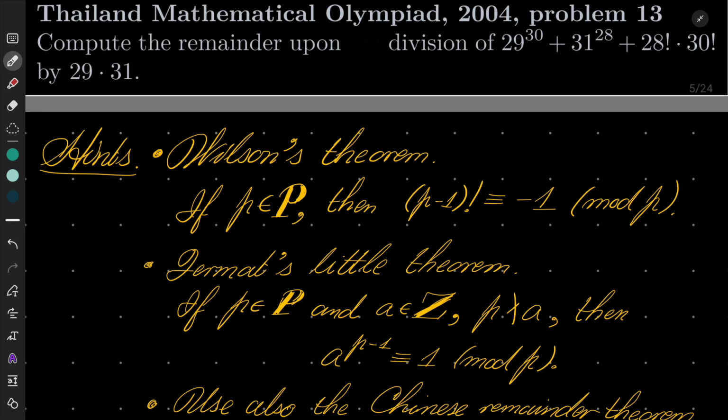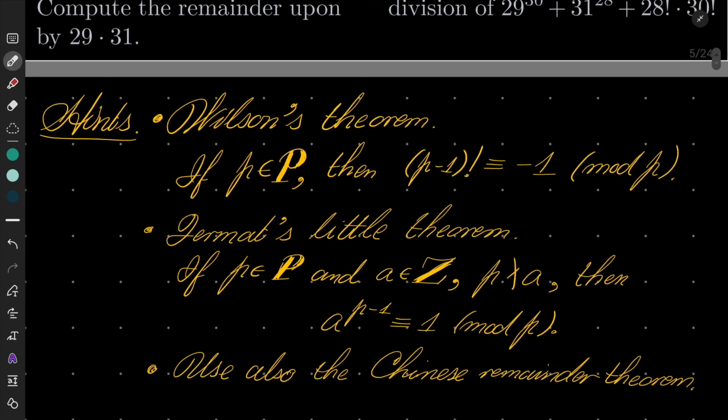My hints for this problem: Wilson's theorem will be useful. Wilson's theorem states that if p is a prime number, then p minus 1 factorial is always congruent to minus 1 modulo p. Fermat's little theorem may be useful. If p is a prime, a is an integer not divisible by p, then a to the power p minus 1 is always congruent to 1 modulo p. And also, it may be useful to use the Chinese remainder theorem.